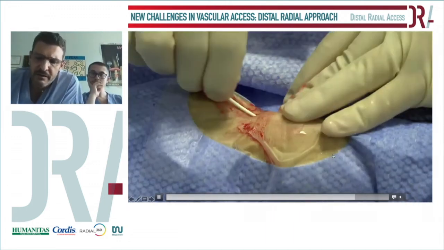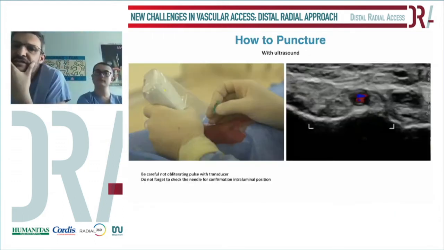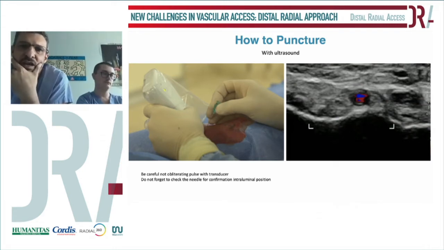I mean, during our learning curve, we use ultrasound to evaluate the best technique to puncture. But when you become confident with this technique, it's not really mandatory to use the ultrasound. But we should keep in mind that at the beginning, or in case of difficulty to identify or to puncture the distal radial, we can use the ultrasound to identify the distal radial artery, in order also to identify the flow or the diameter of the distal radial.